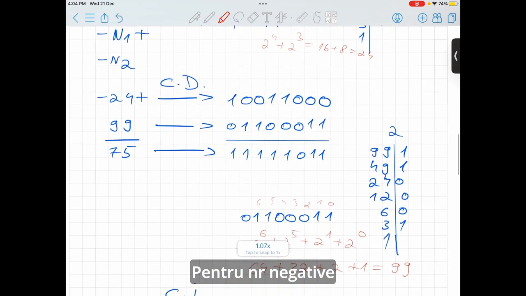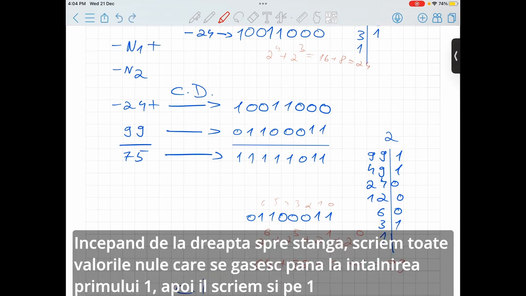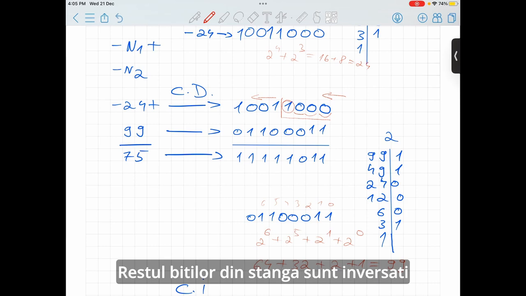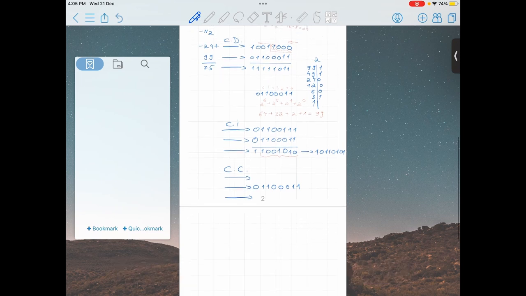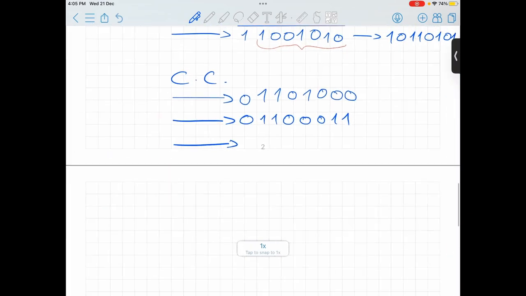And for negative numbers, it works like this. We have to check from right to left, and all the null bits until we reach the first one bit will remain unchanged, while everything that follows this one will be inverted. So the result will be the following. Of course, including the sign bit, we need to invert everything. And now the rest we copy. And let's make the computation.